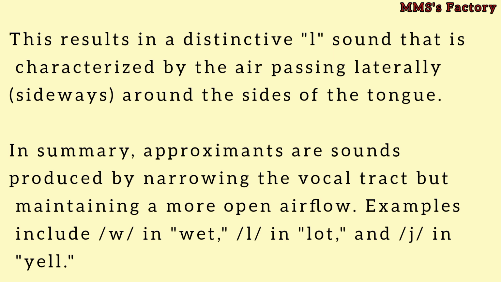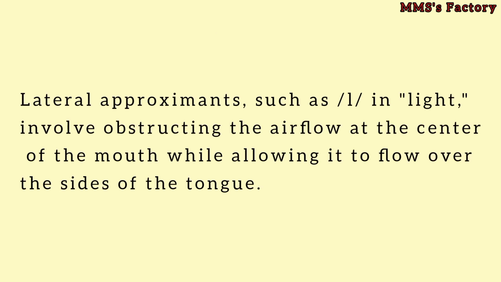In summary, approximants are sounds produced by narrowing the vocal tract but maintaining a more open airflow. Examples include W in wet, L in lot, and J in yell. Lateral approximants, such as L in light, involve obstructing the airflow at the center of the mouth while allowing it to flow over the sides of the tongue.